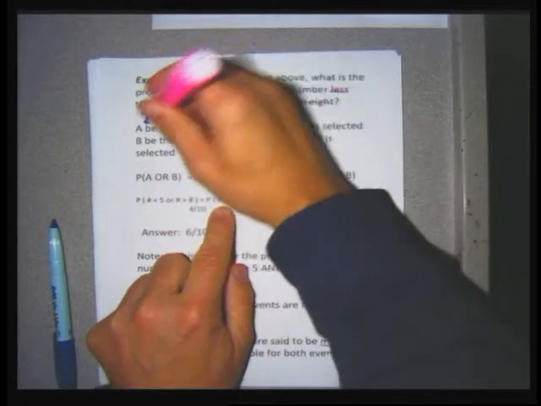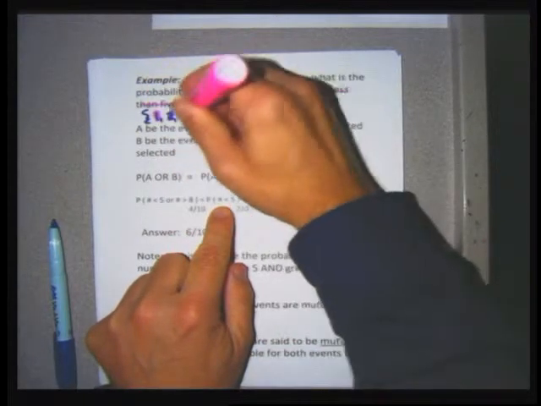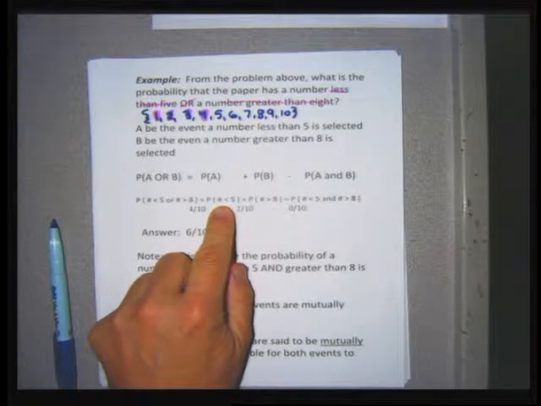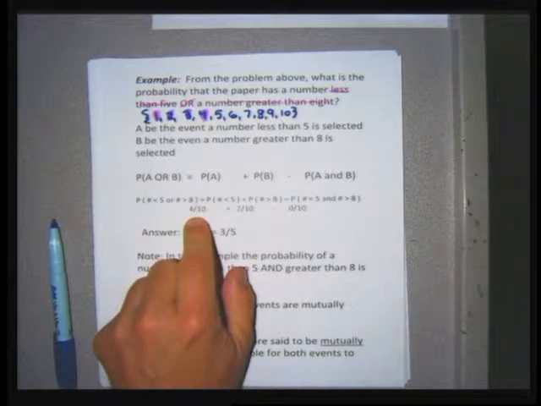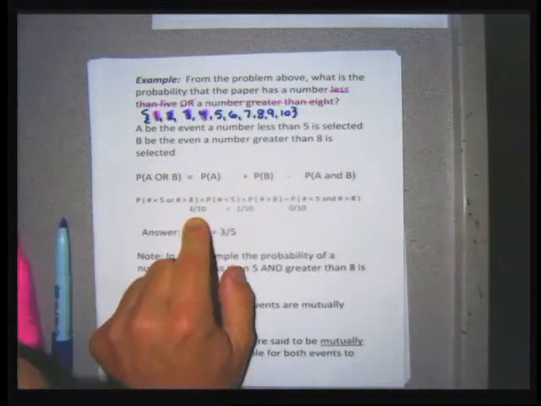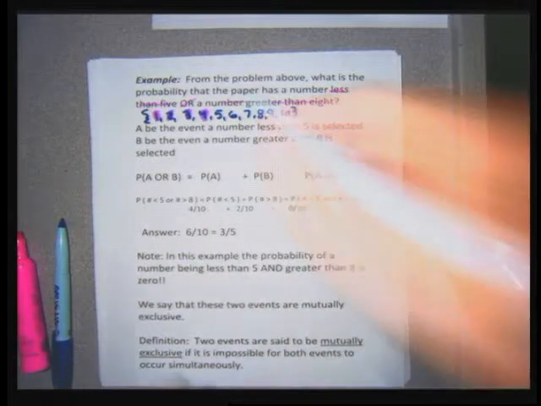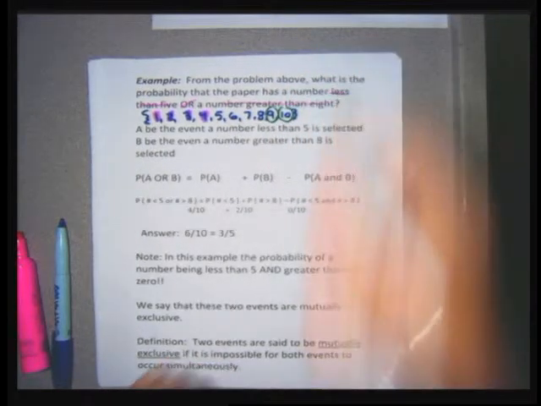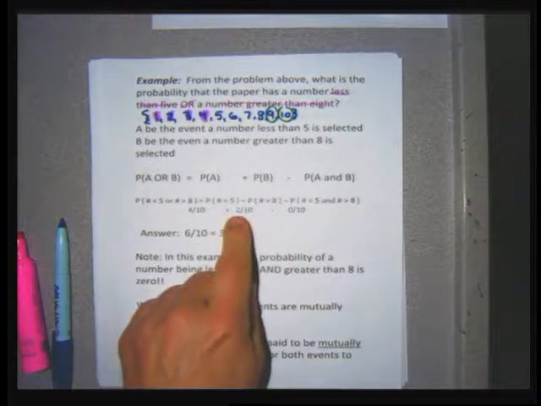And to get a number less than 5, that would be getting a 1, 2, 3, or 4. 5 is not less than 5. So the probability of A is 4 in 10. B is getting a number greater than 8. And for B, the numbers greater than 8 that aren't equal to 8 are 9 and 10. So the probability of B is 2 in 10.